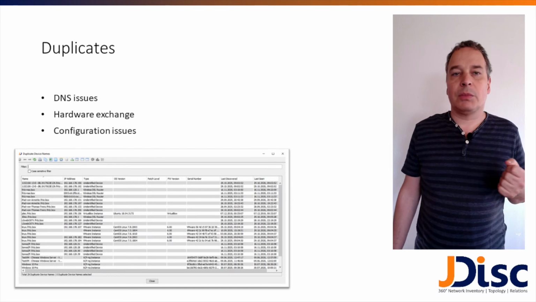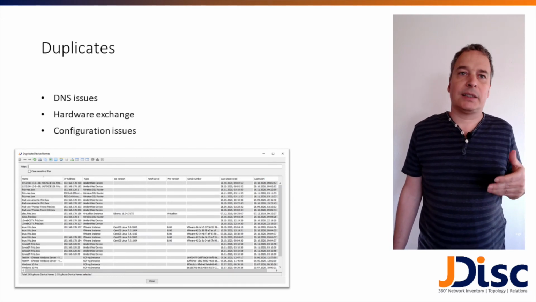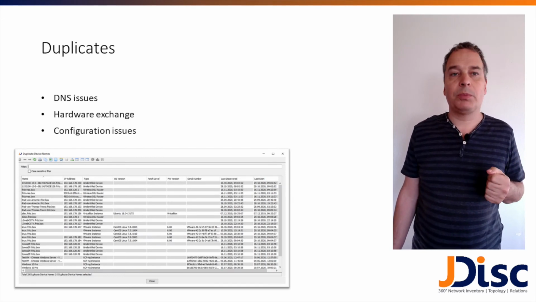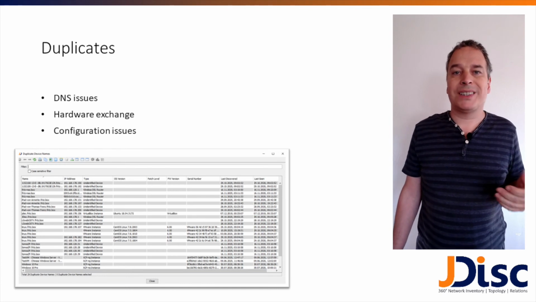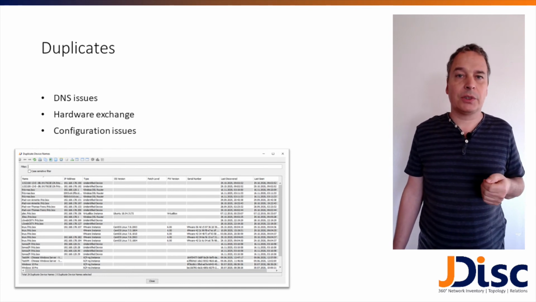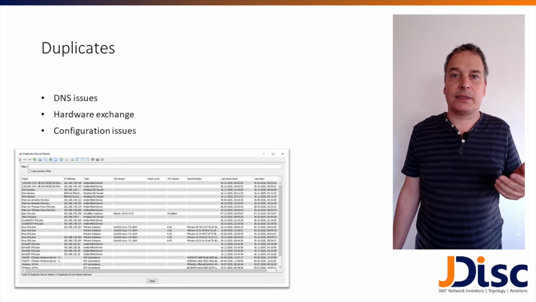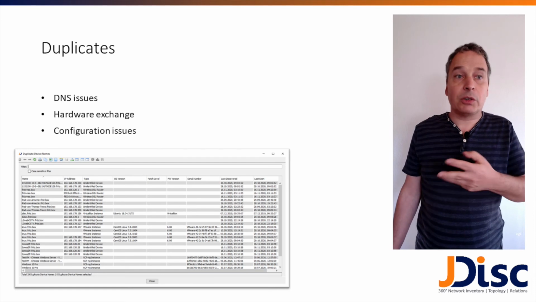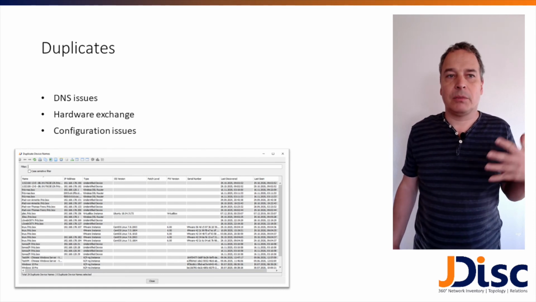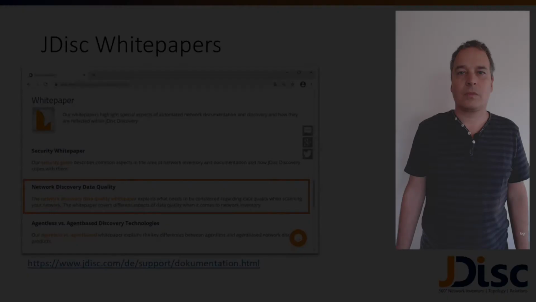For example, JDisk Discovery has a nice function, a report that you can open, which shows you all the duplicate devices that were found. For example, a system that has the same host name, in a virtual machine and found as a router, for example, that couldn't be matched together automatically.